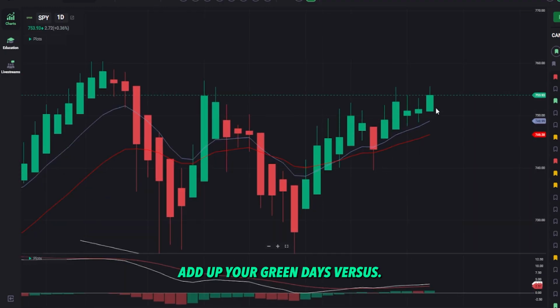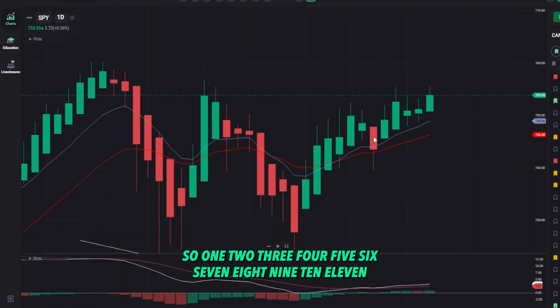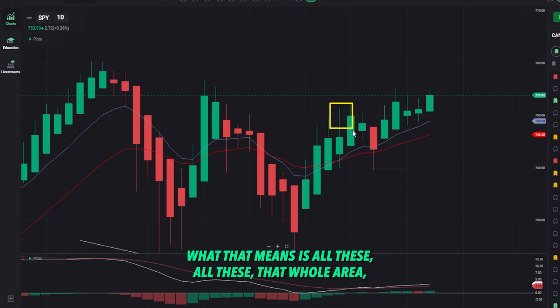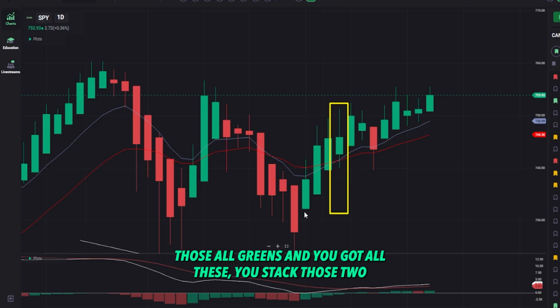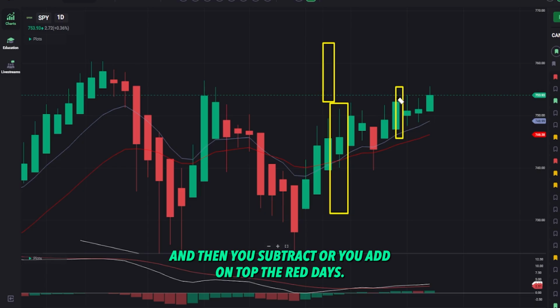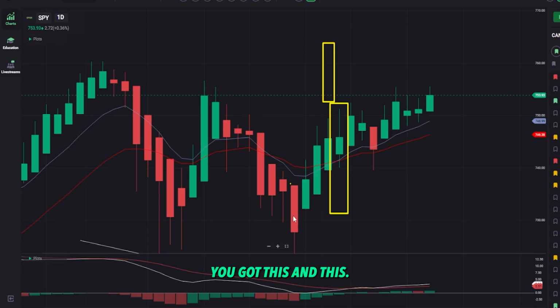Add up your green days versus, so 1, 2, 3, 4, 5, 6, 7, 8, 9, 10, 11, 12, 13, 14. So if you add up all your green days for the last 14 days, that whole area, those are all the greens, and you got all these. You stack those two together, which would probably look like this. And then you subtract or you add on top the red days. What do you get? You got this and this.